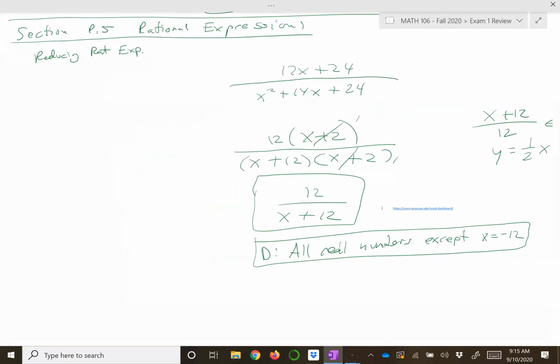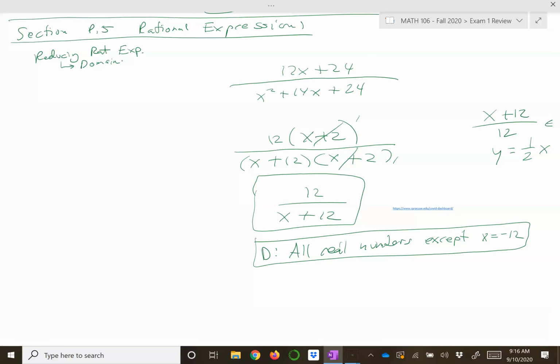So there we go. So that's reducing rational expressions, but I'm going to put a little arrow and just write down domain. Okay, just so you're aware that that's part of it. Okay, so that was my first page here. So what else do we got?